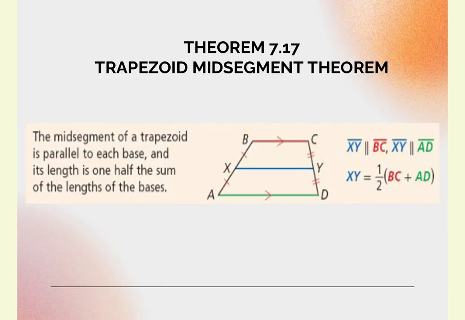Okay, and then the mid-segment theorem, again specific to the trapezoid, not a triangle, says the mid-segment of the trapezoid is parallel to each base, and its length is 1/2 the sum of the lengths of the bases. So it is base 1 plus base 2 divided by 2, or 1/2 times base 1 plus base 2.